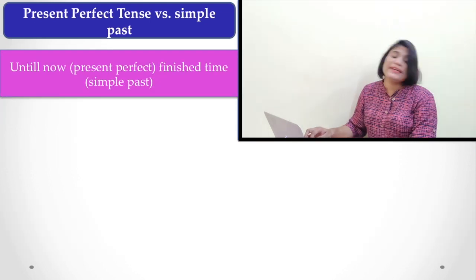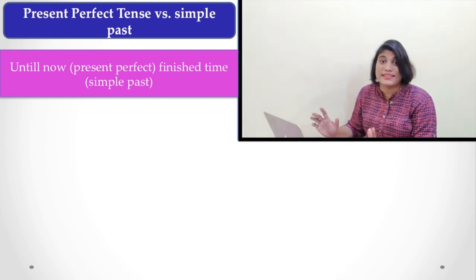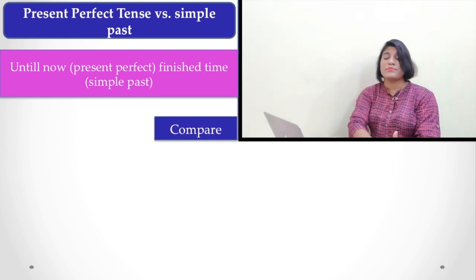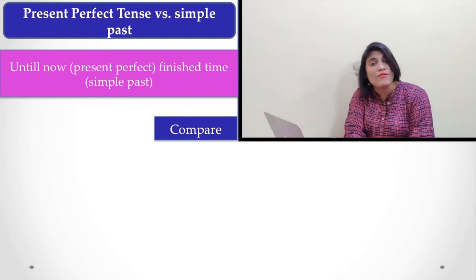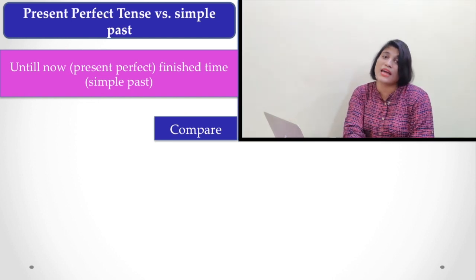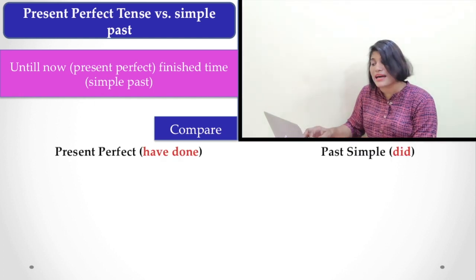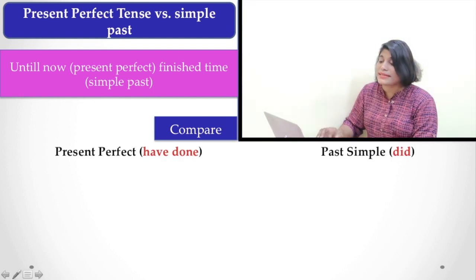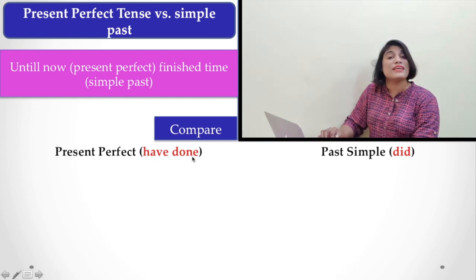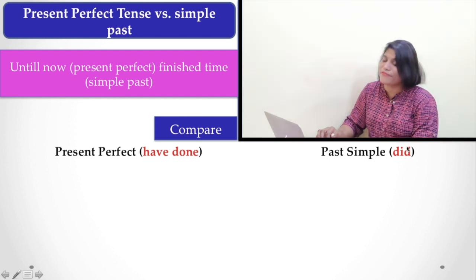Now, until now and finished time, what is the difference? When I'm talking about until now, we have to use present perfect. But if we are talking about a finished time, we have to use simple past. Here are more examples for you. When it is until now, we have to use "have done." But if it is a finished time, you have to use "did" or the second form of the verb.